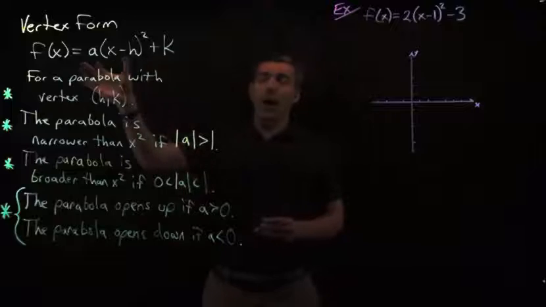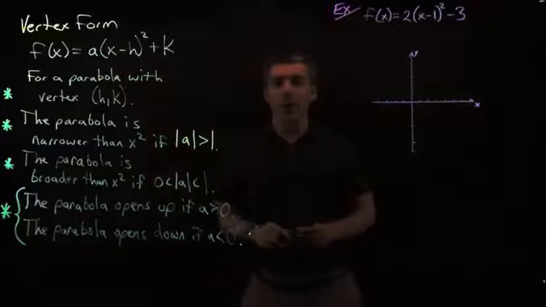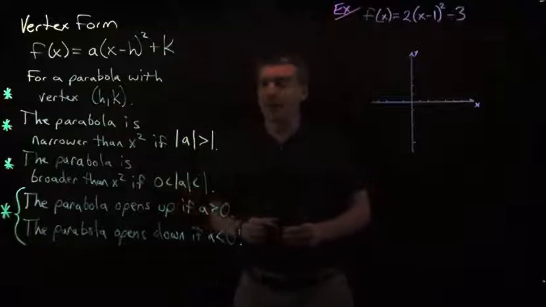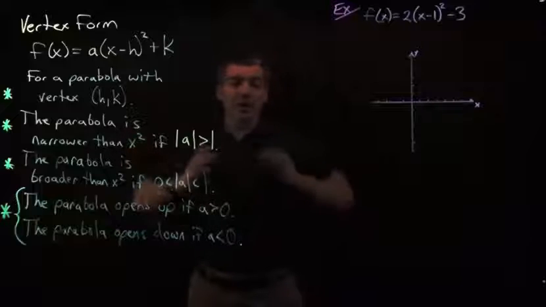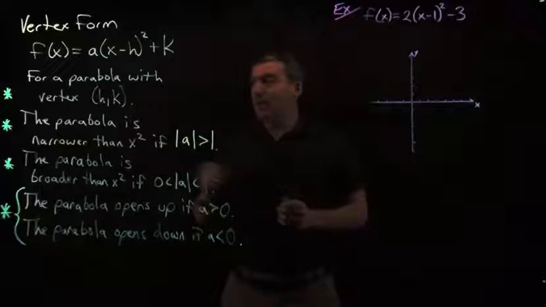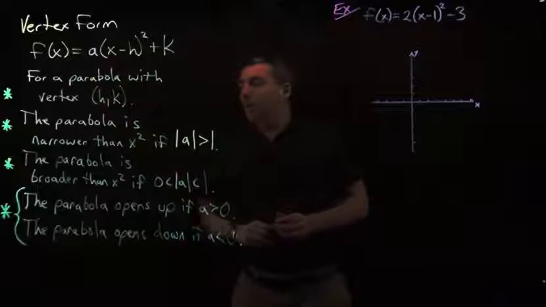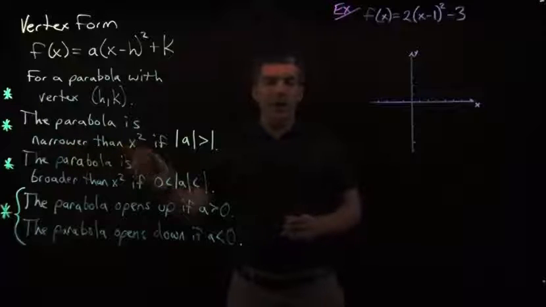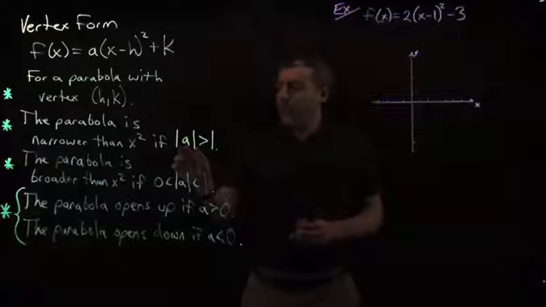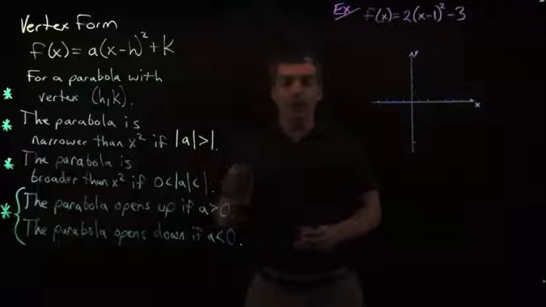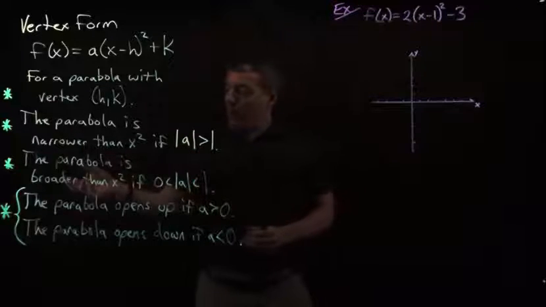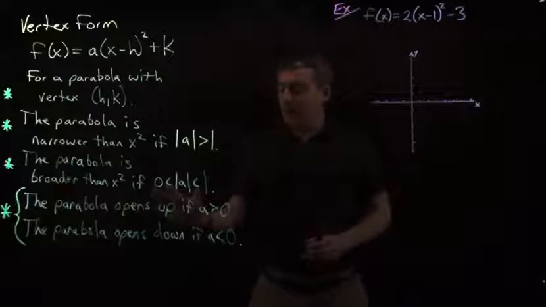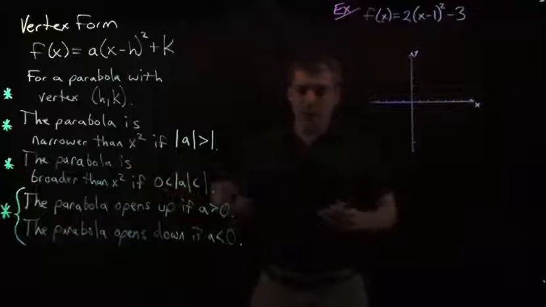First off, if we have a quadratic function in this form, we can read off immediately the vertex. The vertex is at h comma k. We can also talk about the shape of the parabola, and that's given by the a. For example, the parabola is narrower than our basic x squared parabola if the absolute value of a is greater than 1. The graph of the parabola is broader than x squared if the absolute value of a is between 0 and 1. Say a fraction, 1/2 or 1/4.